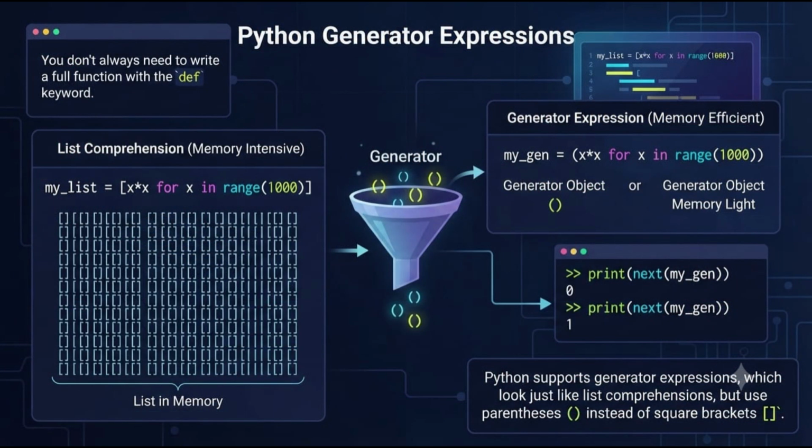You don't always need to write a full function with a def keyword. Python supports generator expressions, which look just like list comprehensions, but use parentheses instead of square brackets.